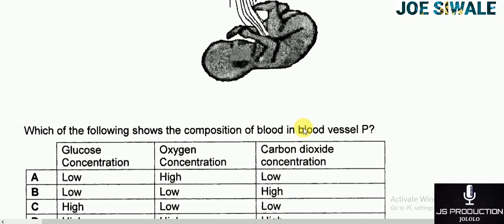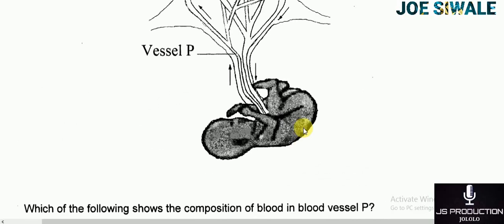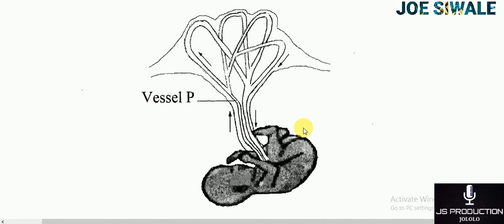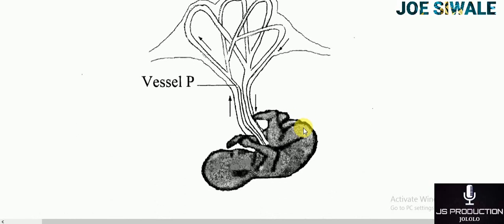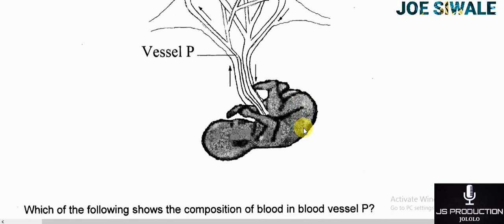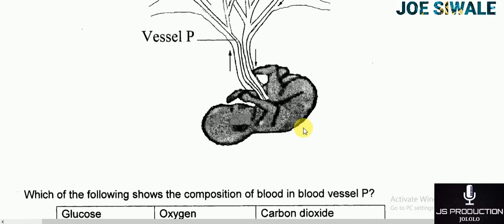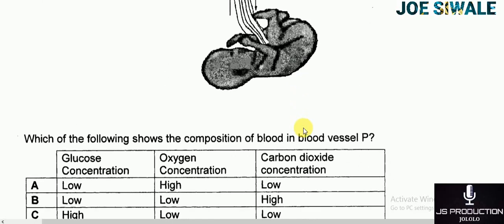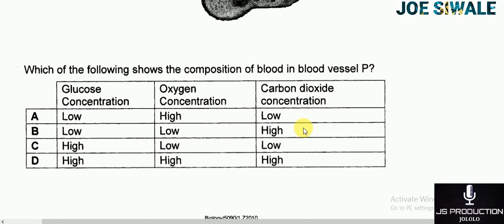So the blood that comes from the fetus has low concentration of oxygen. It also has low concentration of glucose, but it has high concentration of carbon dioxide. So my answer here is B.